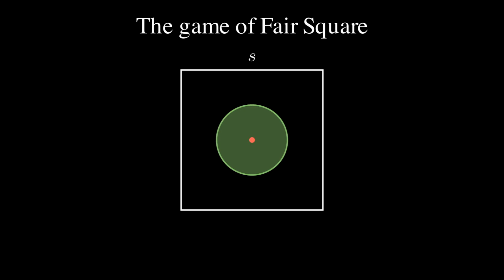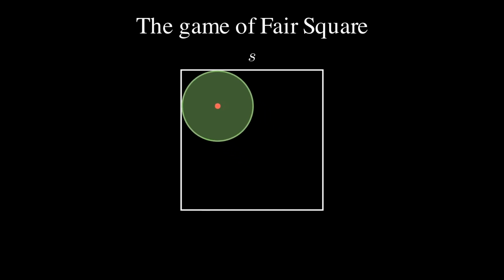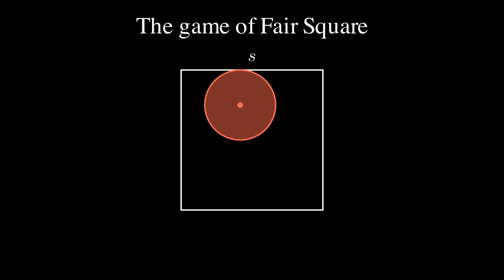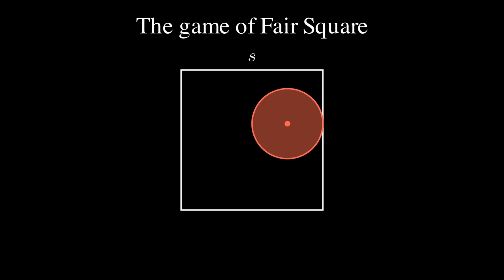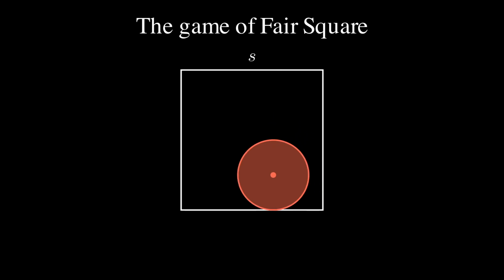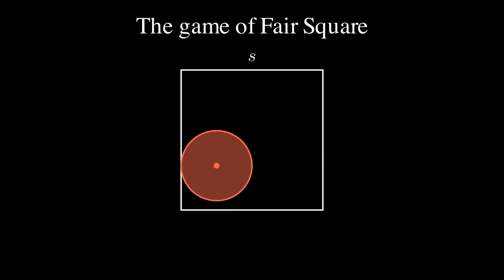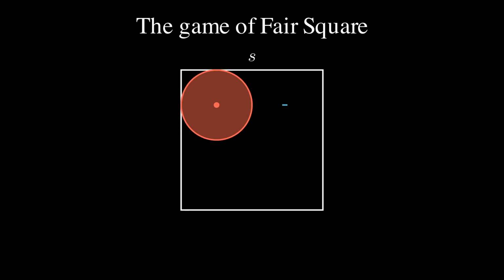Suppose the square has side length s and the coin has radius r. The coin is now tracing out a path where the coin is tangent to the sides of the square, and the player just barely loses. As long as the coin's center falls within the area being traced out, the player wins.